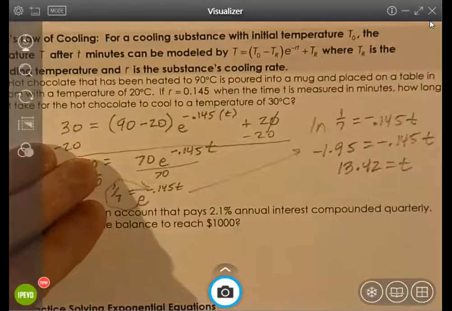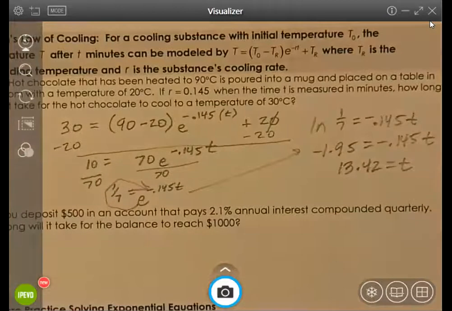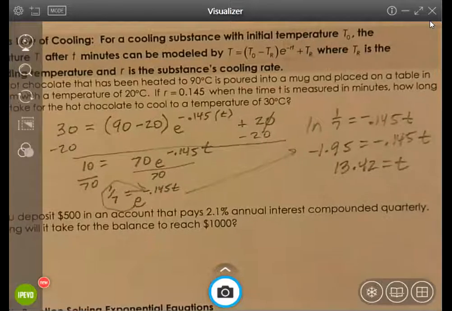And that gets our T by itself. So T is in minutes. It's going to take 13 minutes for it to drop to a temperature of 30. That's just using the formula, plugging in your numbers, solving for an exponent.